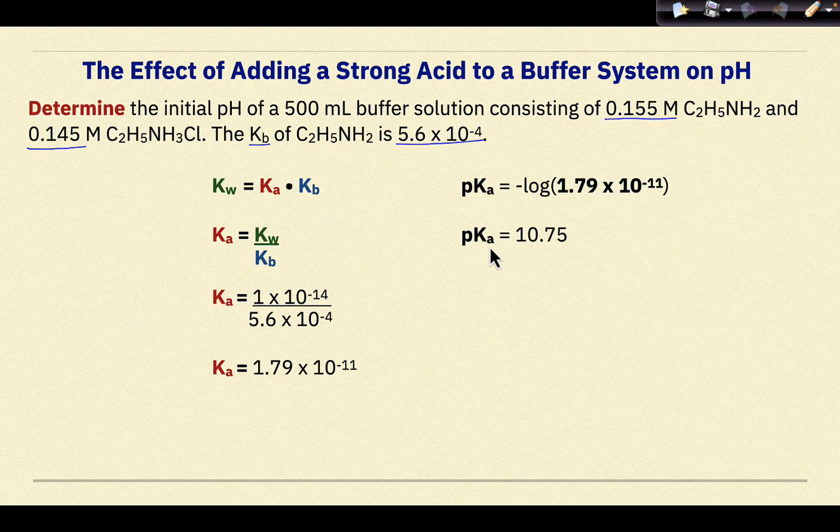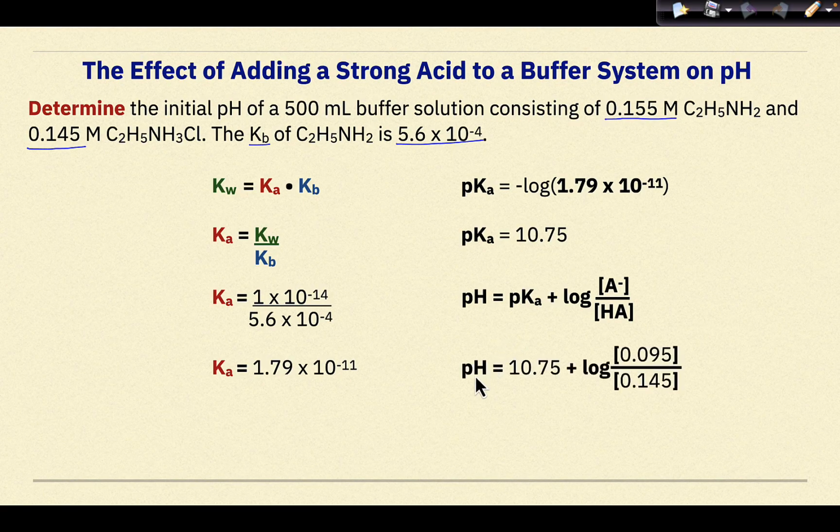We'll use this pKa value of 10.75 in our Henderson-Hasselbalch equation. The next step is to substitute in for our variables using the information given from the stimulus. So pH is equal to 10.75, which we just calculated, plus the log of the concentration of our weak base of 0.095 and our weak acid 0.145. As a result, our pH is calculated to be 10.78.